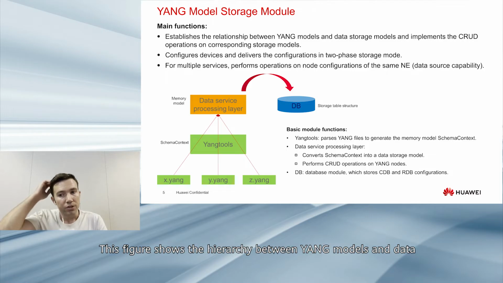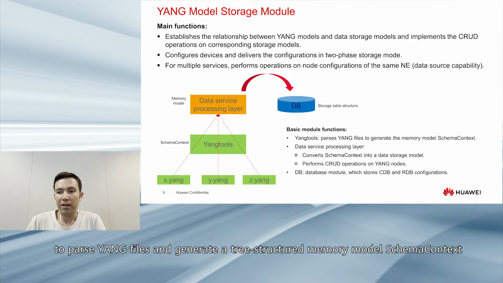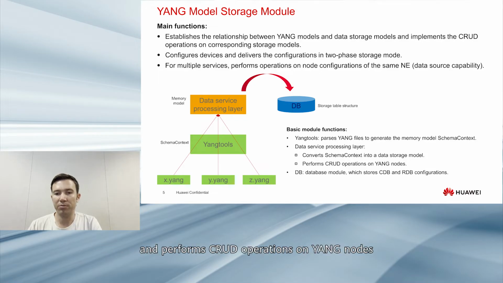This figure shows a hierarchy between Yang models and data. The Yang tools module uses open source software to parse Yang files and generate a tree-structured memory model schema context. The data service processing layer provides a Yang data storage model, converts the schema context into a data storage model, and performs CRUD operations on Yang nodes. The DB is a database module, which stores device configurations.